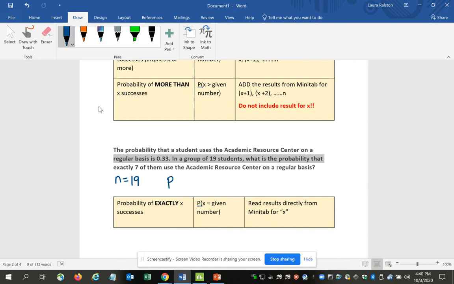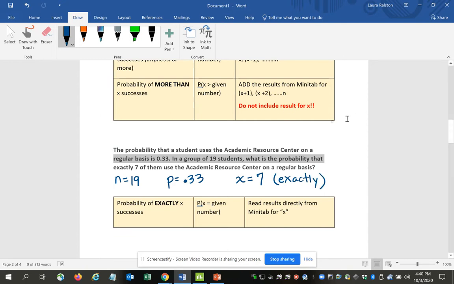You also need the probability of success. The probability of success here is that they use the academic center, and it very clearly tells us that the probability that they use the academic center is 0.33. And then you need to know X, which is how many successes you want. In this case, it says, what is the probability that exactly 7? So I'm interested in 7, and the key word I have to focus on is exactly.